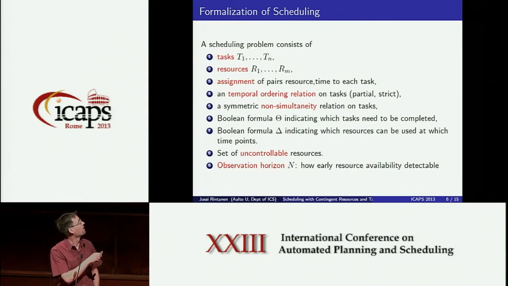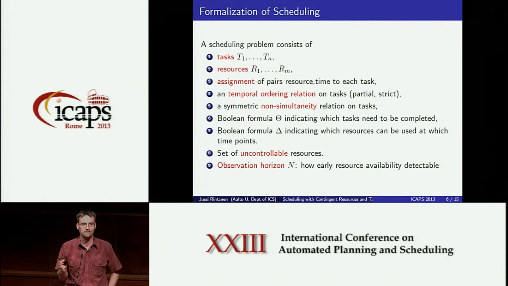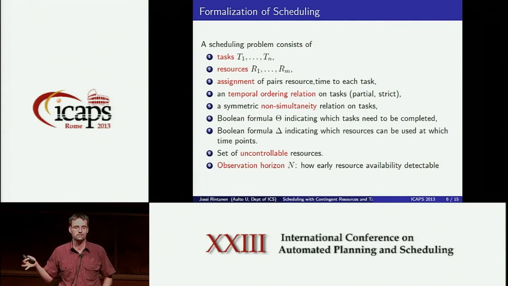However, still satisfying these Boolean formula delta that tells us what is guaranteed to be available during the execution in any case. And lastly, there's observation horizon telling how far to the future can we see.